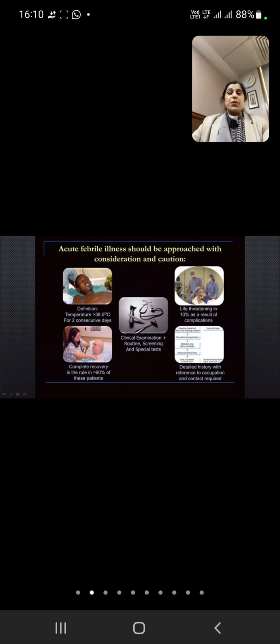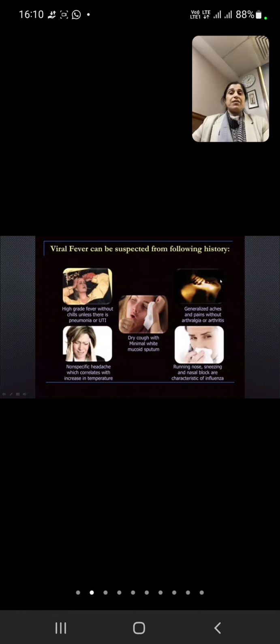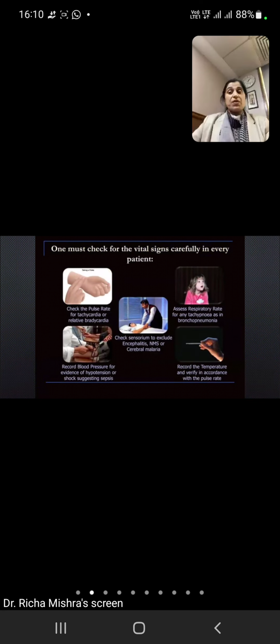Next slide. When a patient has a high grade fever, generally without chills, but if there are chills, we generally consider urinary tract infection, or the fever has gone to the chest, which is called pneumonia. Generally, the patient presents with dry cough and they have minimal mucoid sputum, which is just white in color and not yellow or green.